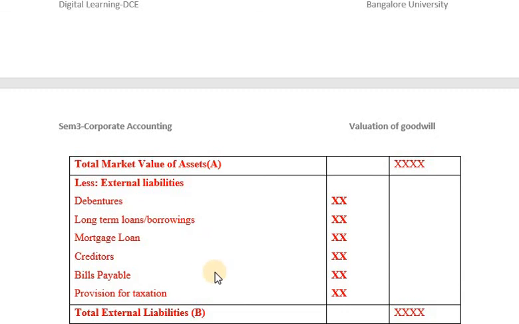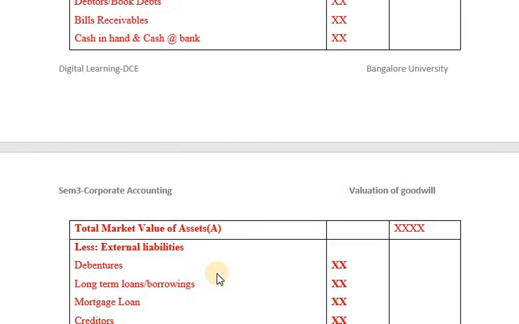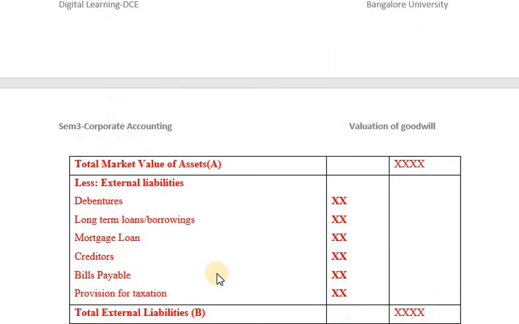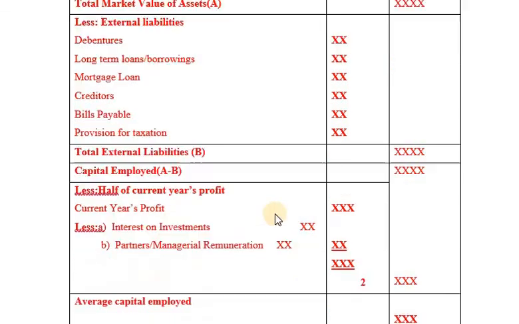This will be our total external liabilities. Then what does capital employed mean? Capital employed is the difference between the total market value of assets and total external liabilities. External liabilities comprise debentures, long-term borrowings, mortgage loan, creditors, bills payable, and provision for taxation.